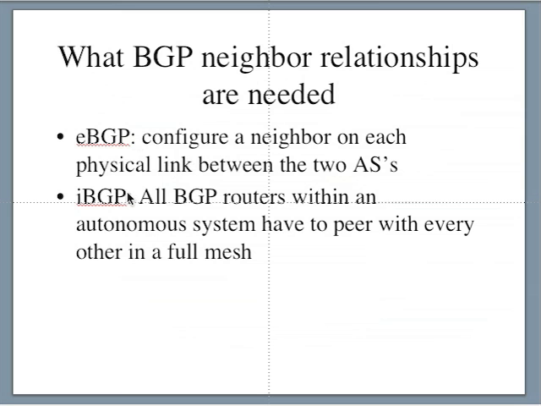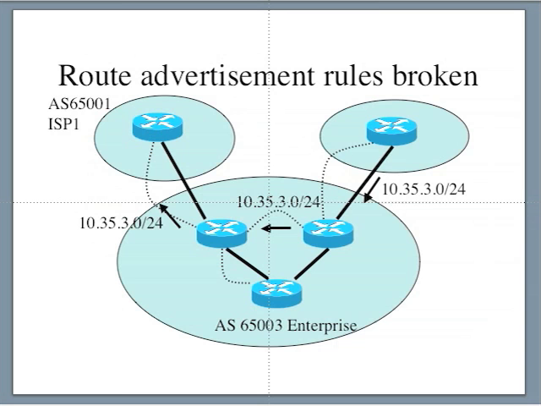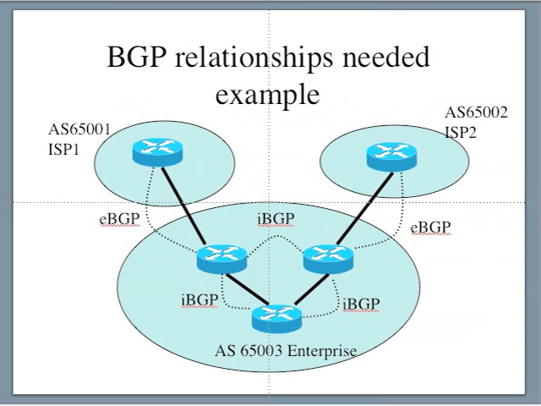But inside your autonomous system, you run iBGP. All BGP routers within an autonomous system have to peer with every other router in a full mesh. Now, why do we even have this rule in the first place? The reason we have this rule is to prevent routing loops.